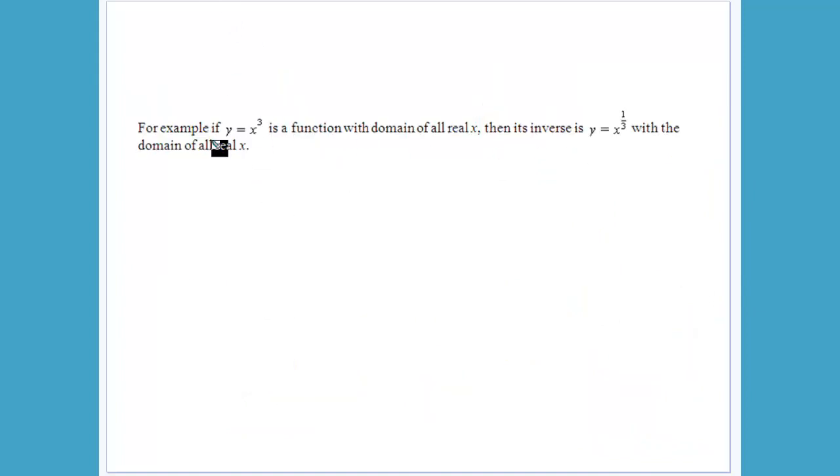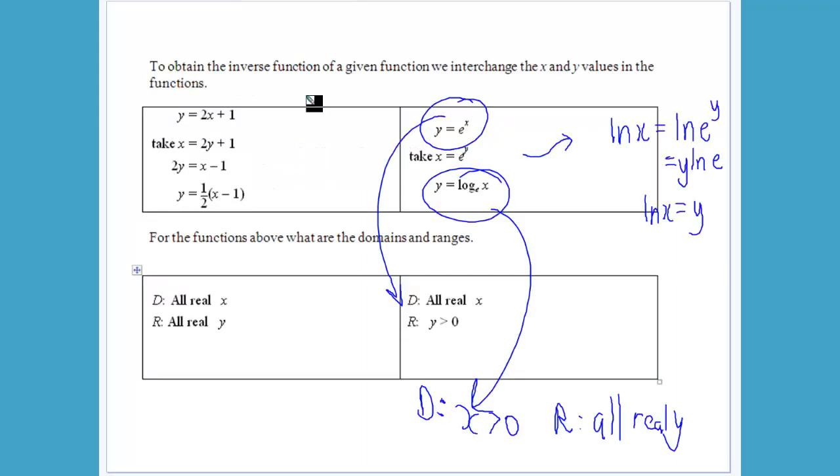So let's have a look at an example here. If x to the power of 3 is a function, domain all real x, its inverse is x to the power of 1/3, domain all real x. So how do we do that? To get an inverse function, it's pretty easy. We take our function, swap around the x and y values, and then write that function in terms of y. The domains and ranges for both of them are all real x and all real y. There are no restrictions on x, so there are no restrictions on y for either the function or its inverse function.